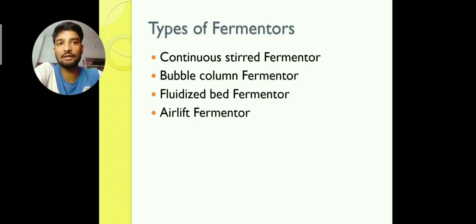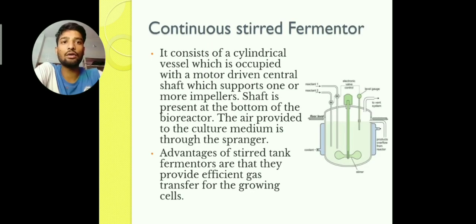First we will discuss the continuous stirred fermenter. It consists of a cylindrical vessel which is equipped with a motor driven central shaft which supports one or more impellers. The shaft is present at the bottom of the bioreactor. The air provided to the culture medium is through the sparger. The advantage of stirred tank fermenters is that they provide efficient gas transfer for the growing cells.